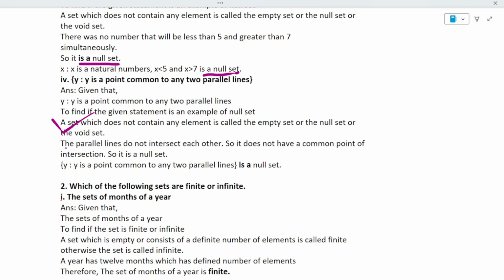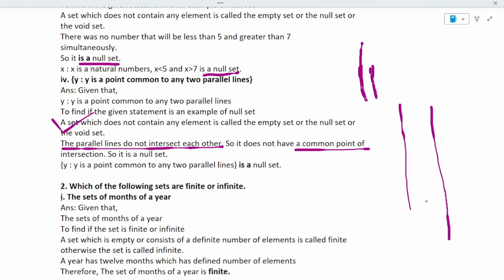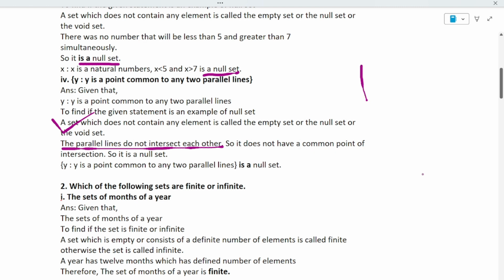Parallel lines do not intersect each other. As we all know, parallel lines go simultaneously, side by side. If we go until infinity also, they will not meet at any point. So they do not have a common point of intersection. If we extend them still, they will not intersect at any point, even till infinity, so we call this a null set.